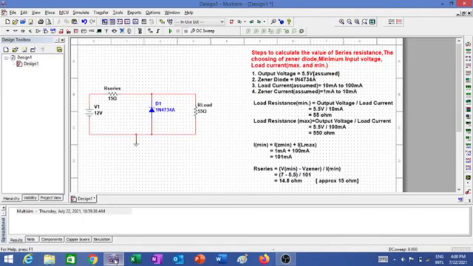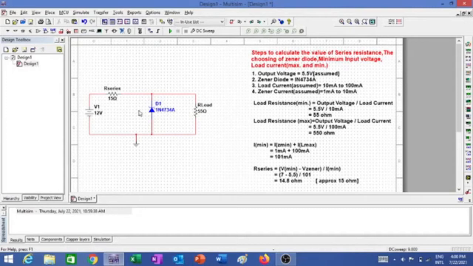So in today's experiment we are going to study the Zener diode as a voltage regulator. Under the voltage regulation capabilities of the Zener diode we have two categories, that is line regulation and load regulation. In line regulation, we are going to keep our load constant and vary the input voltage, and observe whether the Zener diode is working as a regulator or not.